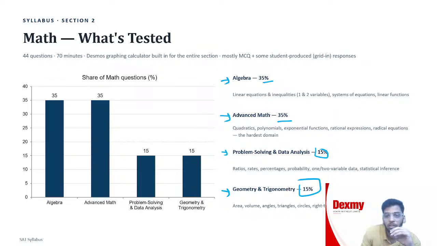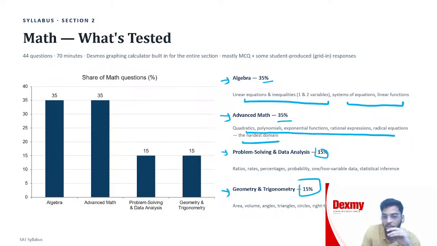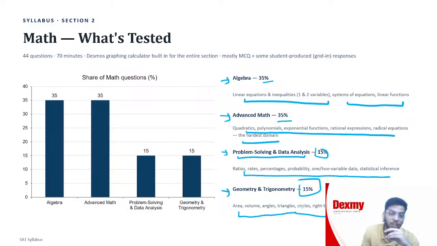First of all, algebra has linear equations and inequalities, one and two variables, systems of equations and linear functions. Advanced mathematics comprises quadratics, polynomials, exponential functions, rational and radical equations, the hardest domain. I'll tell you, the hardest domain is advanced mathematics only. And third is problem solving and data analysis, which comprises ratios, rates, percentages, probability, one and two variable data, and statistical inference. Then comes geometry and trigonometry, which comprises area, volume, angles, triangles, circles, right triangle trigonometry, and all these things.